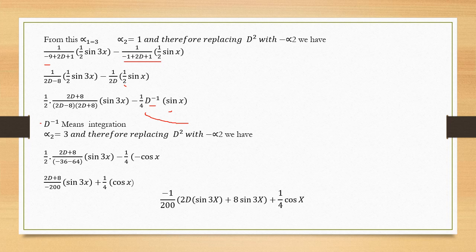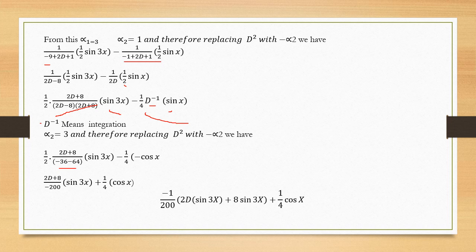From here, when we multiply the 2D minus 8 into 2D plus 8, we are going to have 4D squared minus 64. When you open up that, since you are still having the D squared, then our alpha again will be 3, and then on the 4D squared, we put the D squared with negative 9. So it will be 4 times negative 9, giving us negative 36 minus 64.